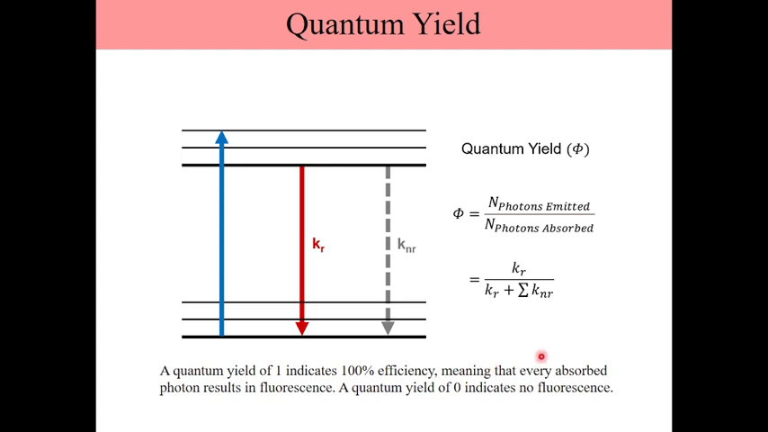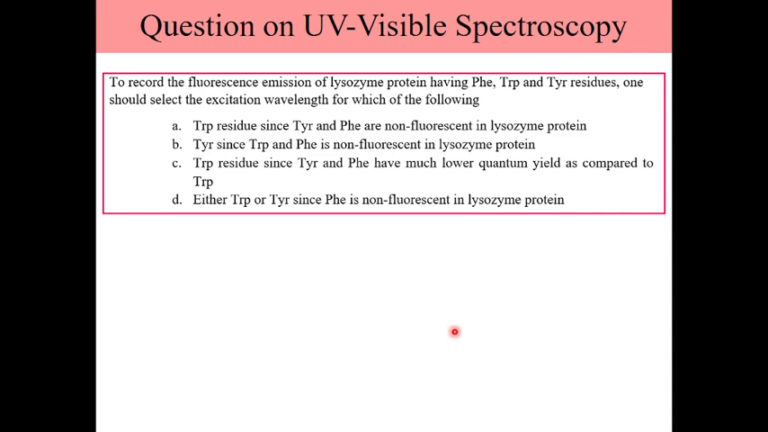So quantum yield is the ratio of the number of photons emitted to the number of photons absorbed. This tells you about the efficiency of a fluorophore. So quantum yield 1 means all the photons that are absorbed are emitted, that is 100% efficiency, and quantum yield 0 indicates no fluorescence. All right, so we will start with the questions.